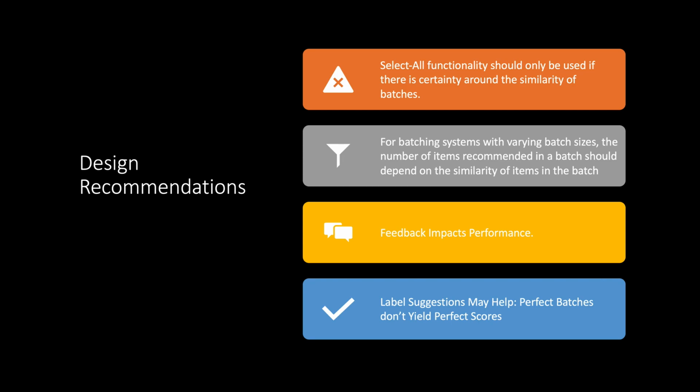For batching systems with varying sizes, the number of items recommended in a batch should depend on the similarity of items in the batch. We had fixed sizes that we were providing to users, and part of that was to be consistent and not to overwhelm users in providing various batch sizes. But we did find that users were complaining that why there would be 4 items in a batch if they didn't belong together in the first place. So that's another consideration for future work.